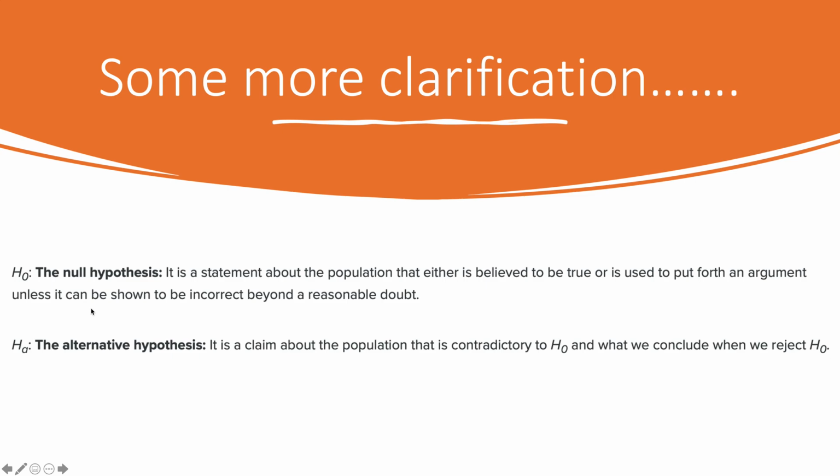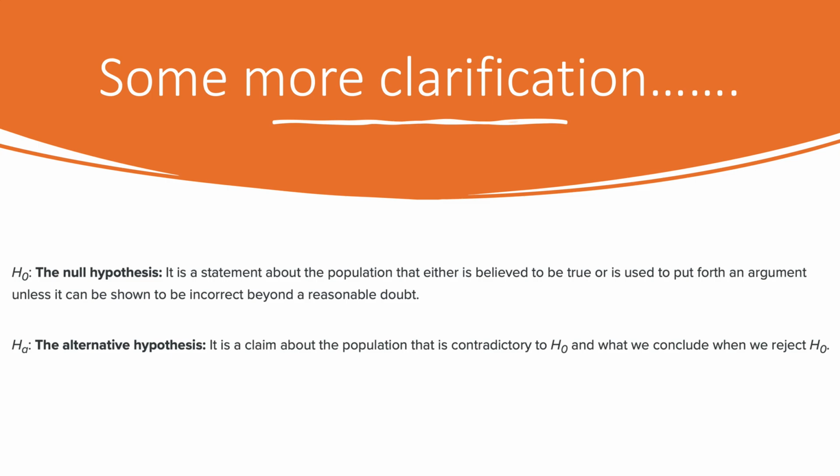A little bit more clarification. The null hypothesis is a statement about the population that is either believed to be true or is used to put forth an argument unless it can be shown to be incorrect beyond a reasonable doubt. So it's a hypothesis we tend to think is true unless beyond a reasonable doubt you can show it's probably not true, okay? A good example of beyond a reasonable doubt, probably not true, would be something involving, let's say, a tree getting up and walking around, or a man being pregnant. Those kinds of things are pretty easy to show they're incorrect beyond a reasonable doubt.